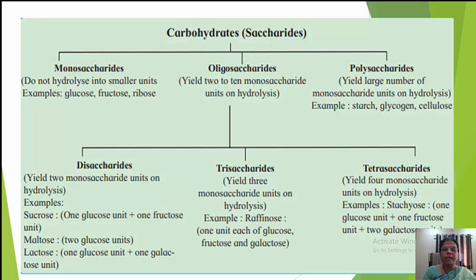Now second, trisaccharides, which on hydrolysis give 3 molecules of monosaccharide units. For example, raffinose. Raffinose on hydrolysis gives 1 molecule of glucose, 1 molecule of fructose and 1 molecule of galactose. Third, tetrasaccharides, which on hydrolysis give 4 units of monosaccharides. For example, stachyose. Stachyose on hydrolysis gives 1 glucose unit, 1 fructose unit and 2 galactose units.